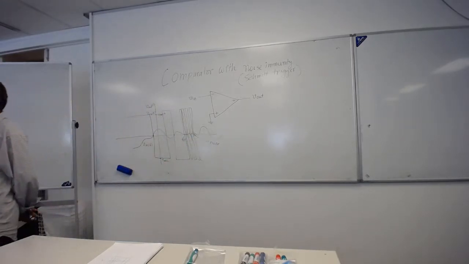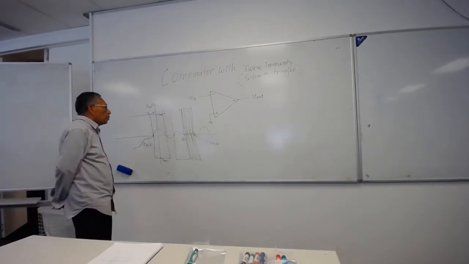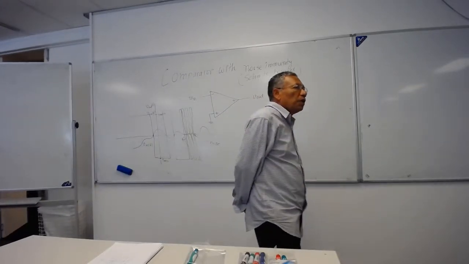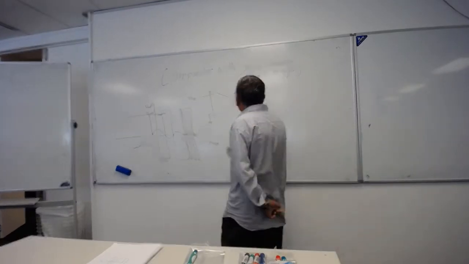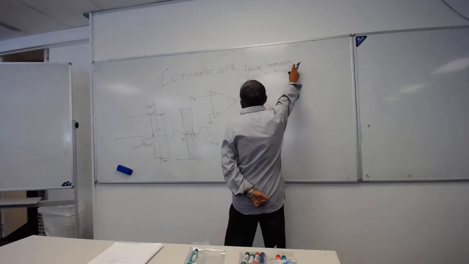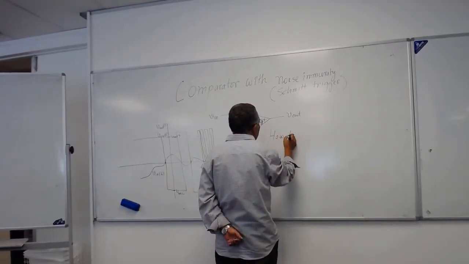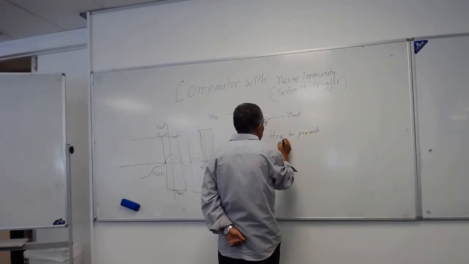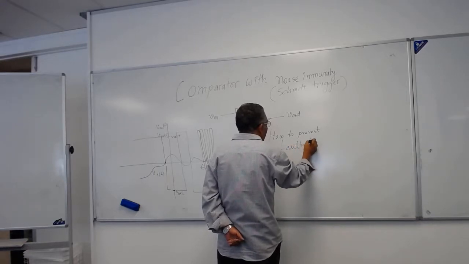Noise. Okay? The noise will cause the output to swing between high and low, which is erroneous, faulty. Okay? So how do you prevent the faulty triggering? Okay? So that's comparator with noise immunity. How to prevent faulty triggering?